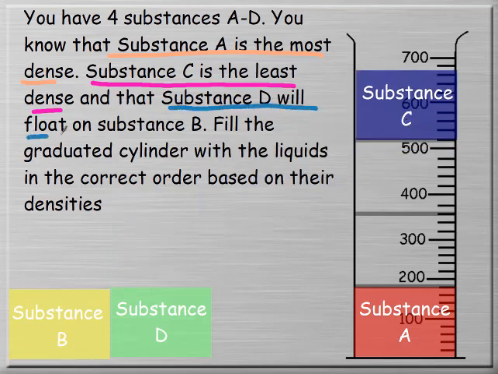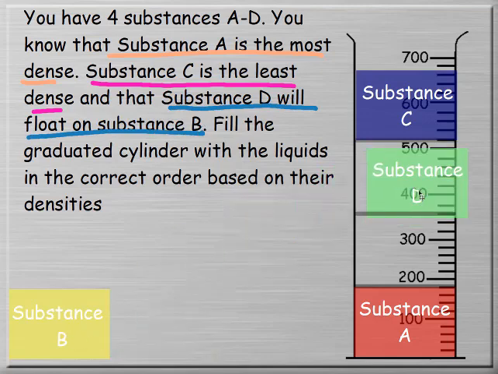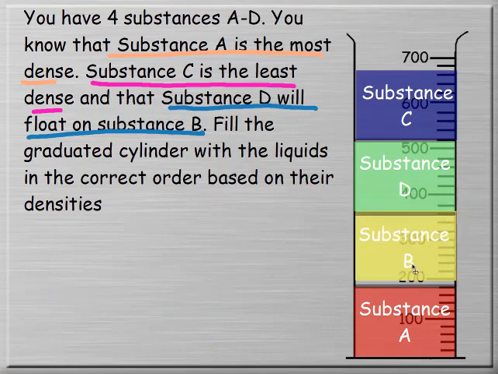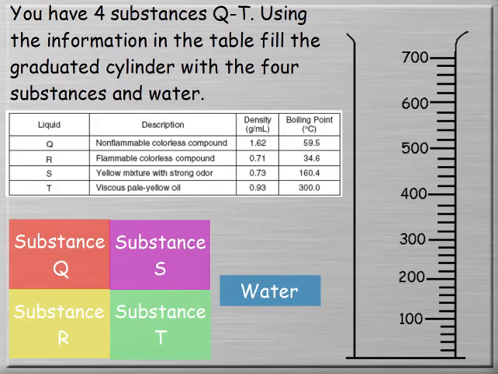Substance D will float on B. So if D is floating on B, then that's how your graduated cylinder should be filled out on your paper. Go ahead and pause the video and try this one as well. Use the data table to figure out how the graduated cylinder will be filled with these four substances and water.